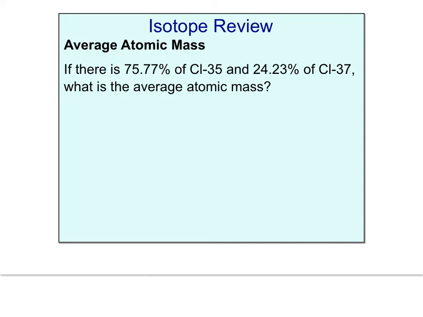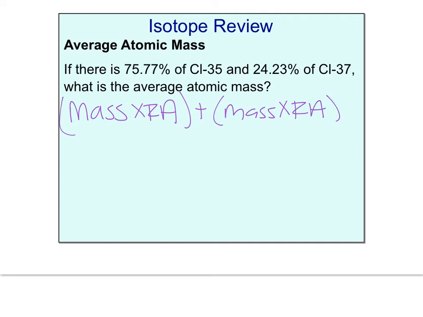So in order to deal with this, we need to calculate the average atomic mass. So we do this with two pieces of information: the relative abundance of an isotope, and the mass of that isotope. So we had an equation that we used. It was mass times RA plus mass times RA.